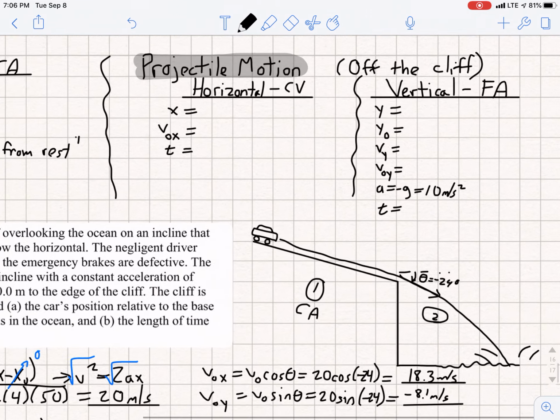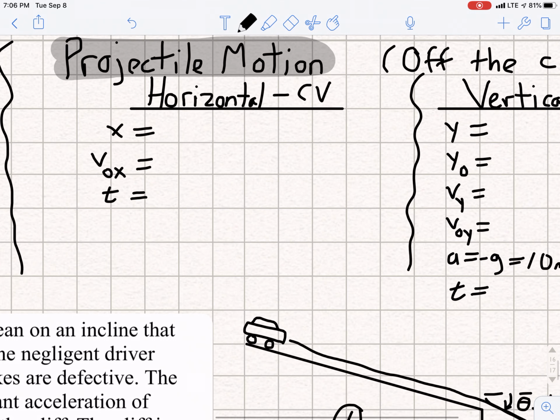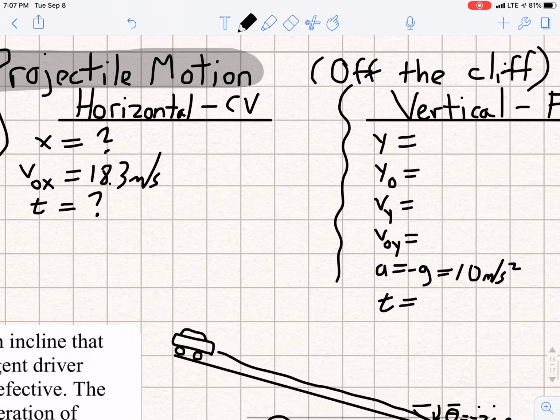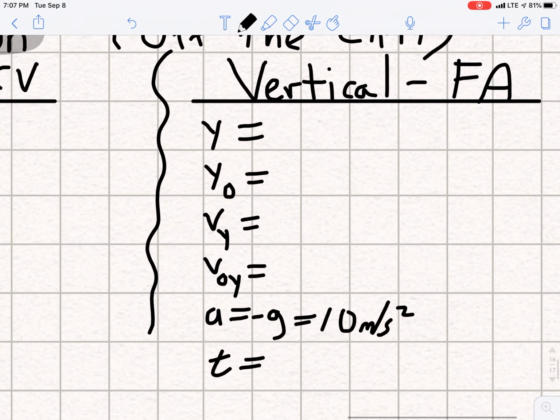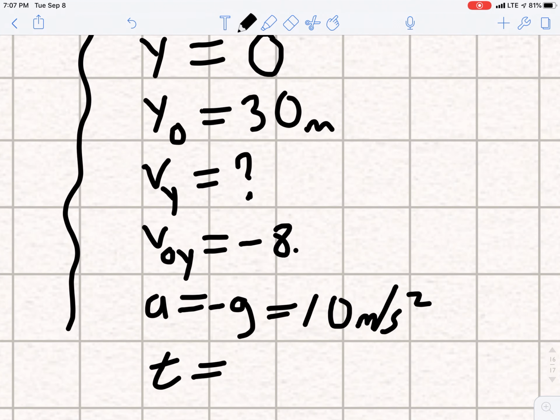We can see by our list right here, we do not know how far. That's actually what we're looking for in part A. We do know v naught x is 18.3 meters per second, and we don't know the time yet. The y we can call 0 at the water line. Y naught we can call 30 meters, which is the height of the cliff above. Vy we do not know as it's about to splash. V naught y we know is negative 8.1 meters per second, and again, time we don't know.